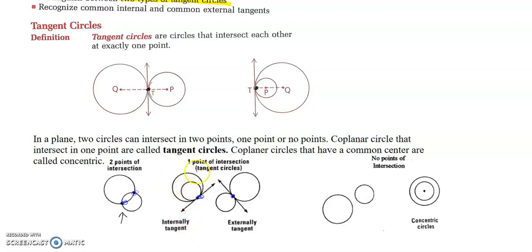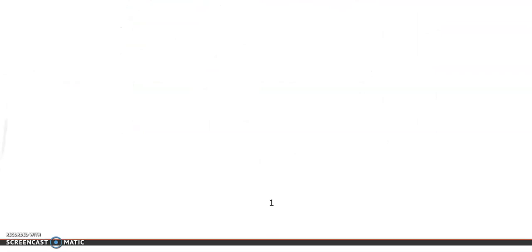If one circle is inside the other, then they are said to be internally tangent. If one circle is outside of the other, then they are said to be externally tangent.